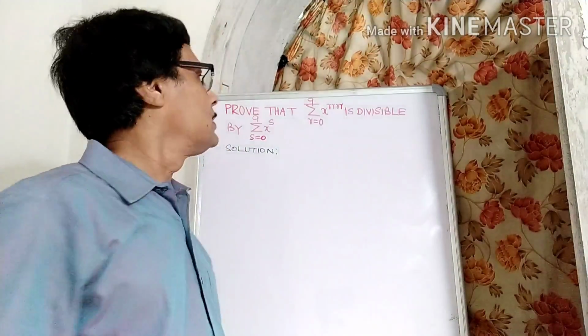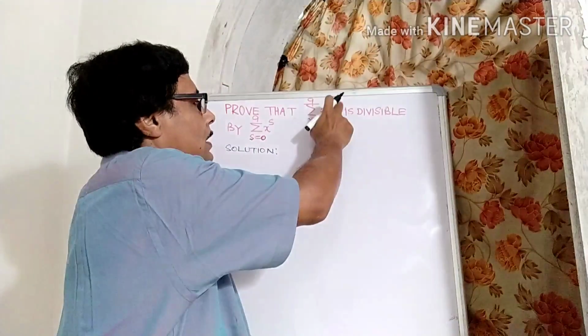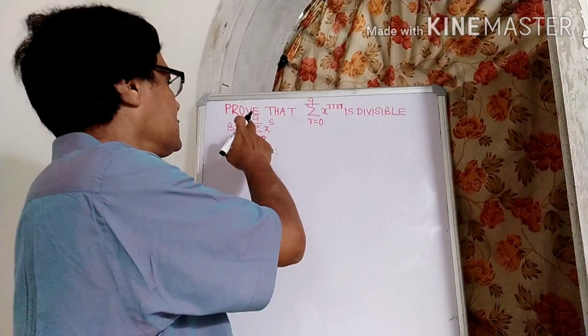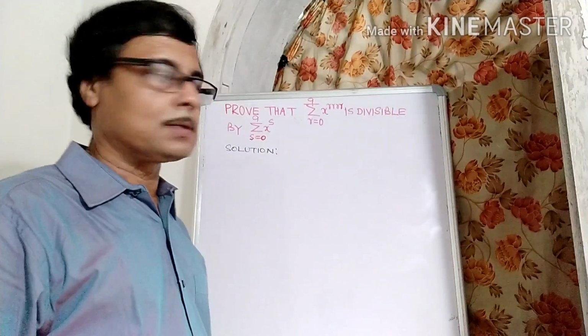Prove that summation r equal to 0 to 9 x to the power r is divisible by summation s equal to 0 to 9 x to the power s. Now let's start the solution.